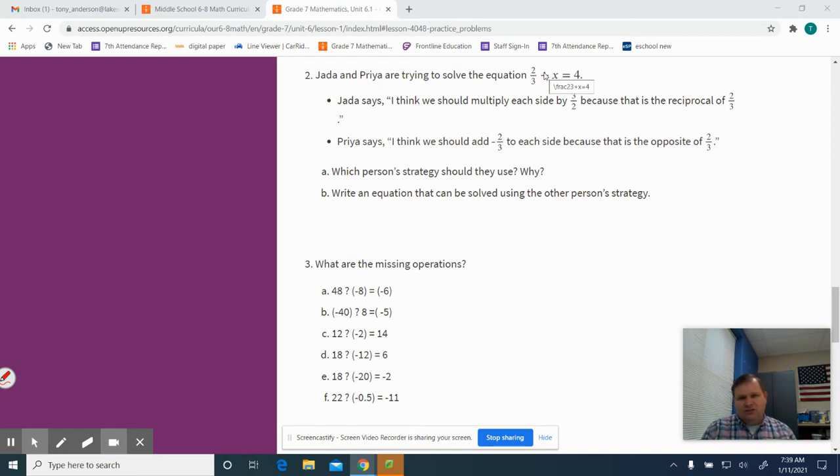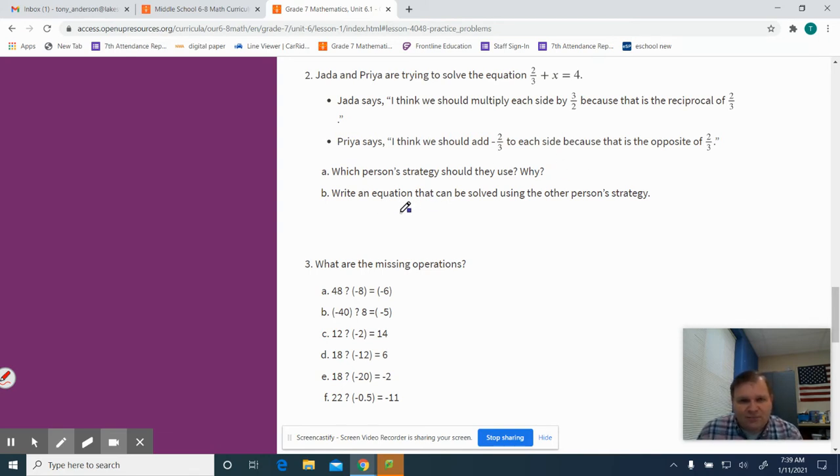Priya is the one that's correct here because if we were to just multiply by the reciprocal, our goal is to get the x by itself, and we would have 1 plus x. So the x is not by itself. The only way to get it by itself is to actually subtract or add the negative 2/3 here, and that would give us a 0, and we'd have x is equal to 4 times 3/2. Okay, so Priya is correct.